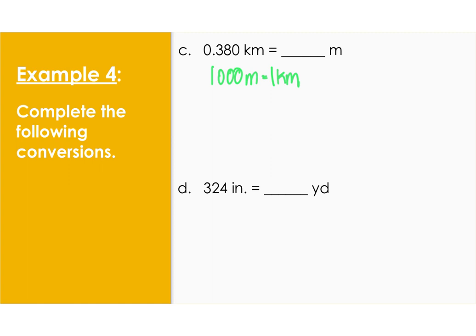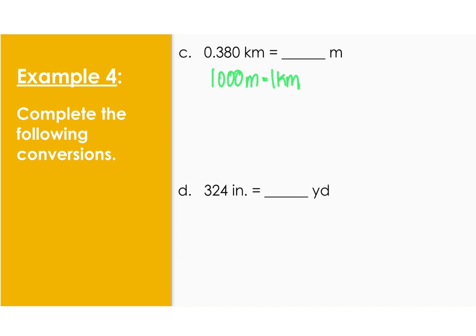Okay, we're going to try this one a little bit of different strategy. We're going to use proportional reasoning for this one. And we have 1,000 meters equals 1 kilometer. So what we're going to do is we're going to write the ratios just like we did in the beginning. And so I'll start with 1,000 meters over 1 kilometer. So that's the ratio from meters to kilometers.